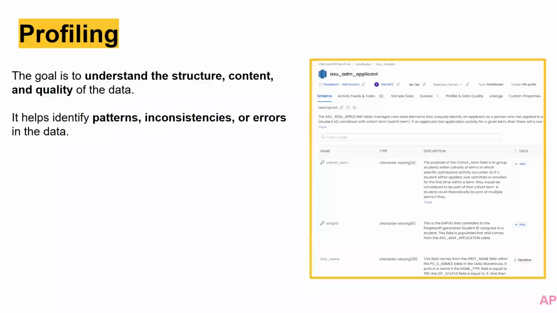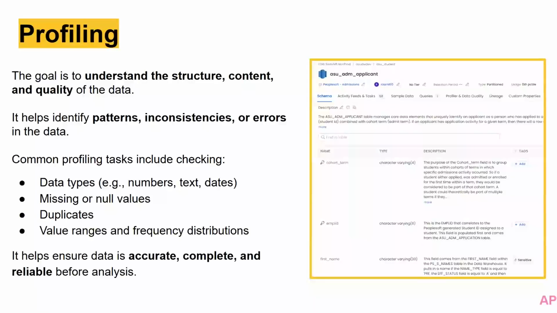Another thing that open metadata provides us is profiling. Profiling is essentially understanding the context, structure, and quality of the data that we have. This includes things like our data types, any missing or null values, what percentage are null, any duplicates, and it gives us some ranges of our data values and our distributions. Ultimately this ensures that our data is accurate, complete, and reliable. This piece is really harping on that data quality pillar.